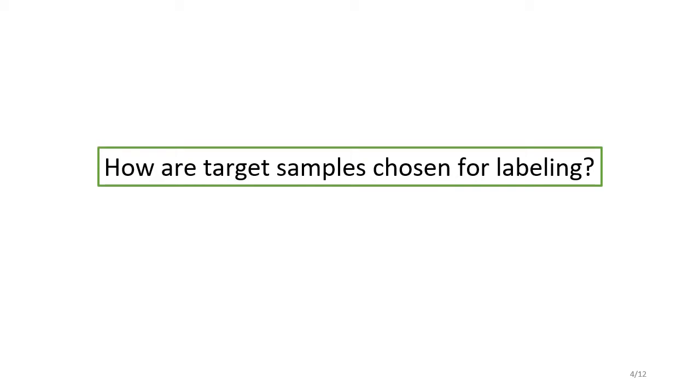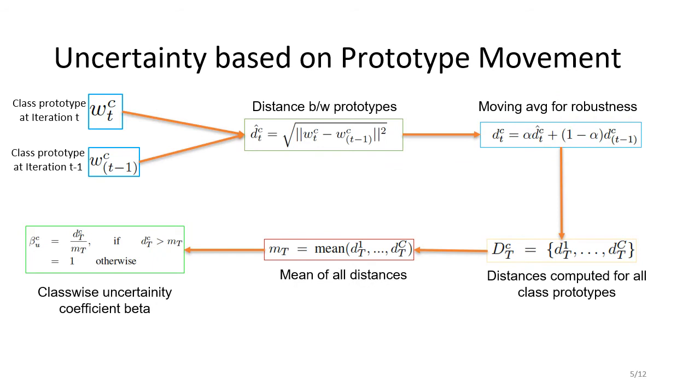So, how do we actually choose the target samples to be labeled? First, we start by modeling the domain adaptation classifier uncertainty based on the class prototype movement, which can also be called the prototype speed. The class prototypes are nothing but the final layer weights of our classifier. The class prototype weight of class C at iteration T is defined as W_C^T in the blue bounding box, and the class prototype at iteration T-1 is defined as W_C^(T-1).